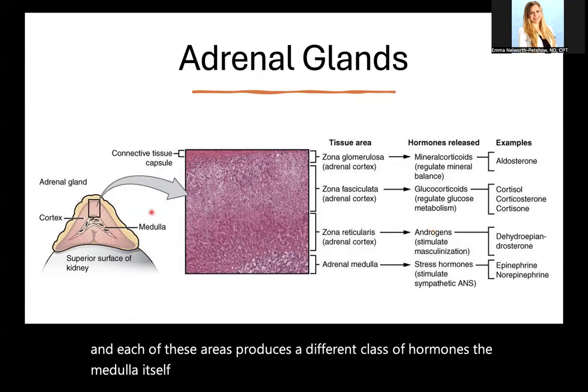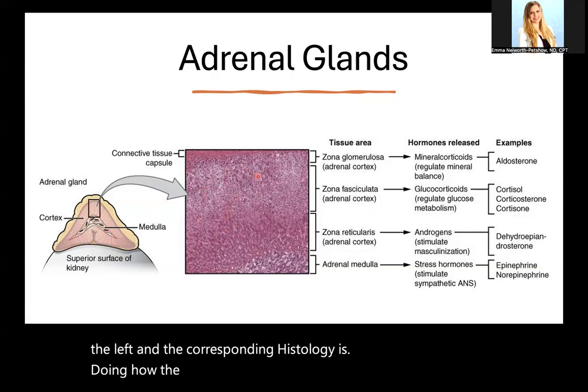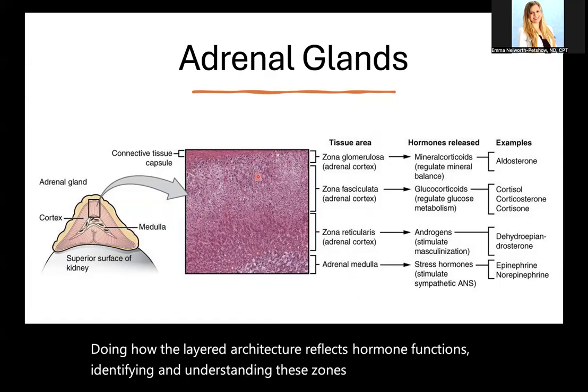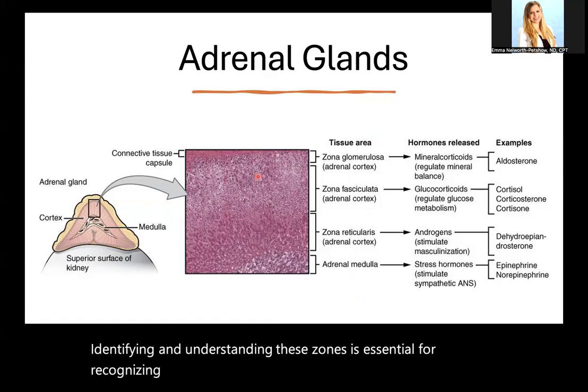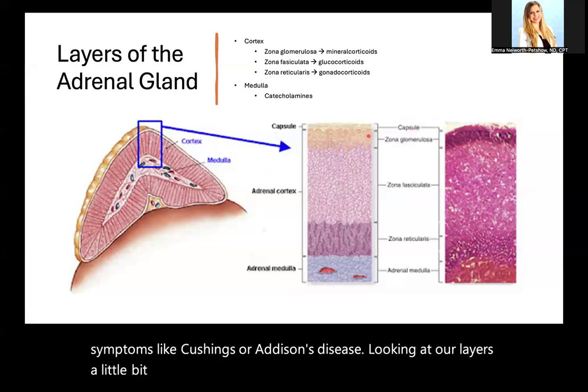The diagram here on the left and the corresponding histology is showing how the layered architecture reflects hormone functions. Identifying and understanding these zones is essential for recognizing adrenal tissue and correlating pathology with clinical symptoms like Cushing's or Addison's disease.